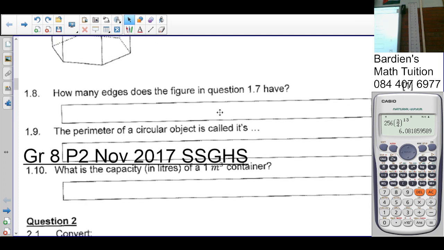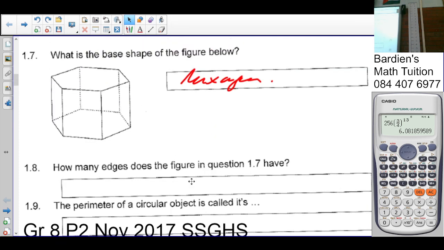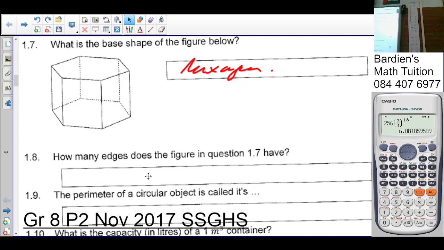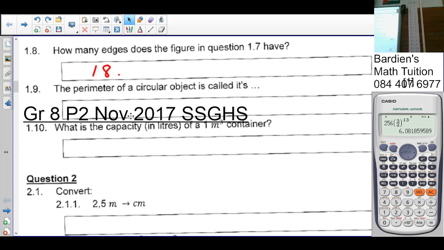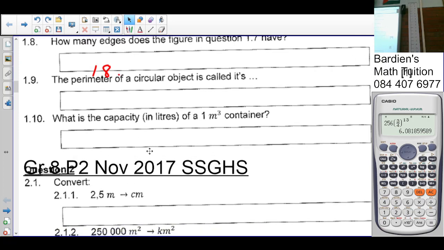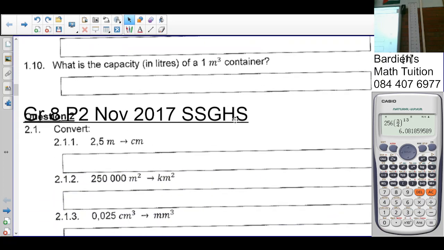Question 1.7: how many edges does the figure have? Edges are these here. So it's 1, 2, 3, 4, 5, 6. 12 with this here, no? 12 plus these 6. So it's going to be 18. The perimeter of a circular object is called the circumference. Yes, absolutely.